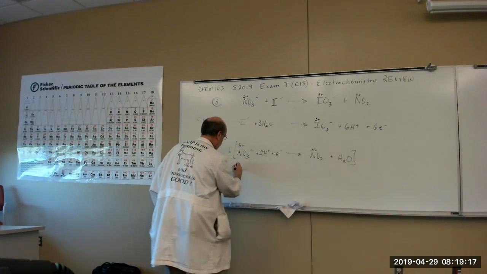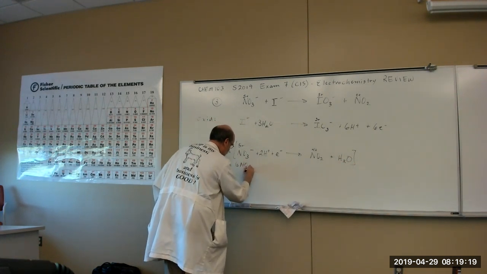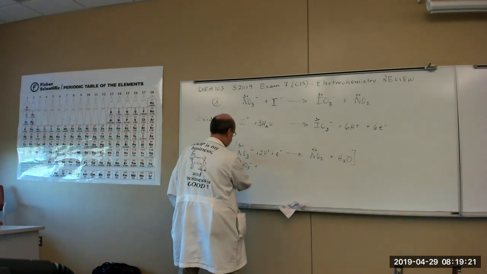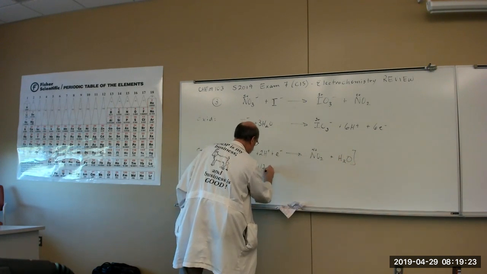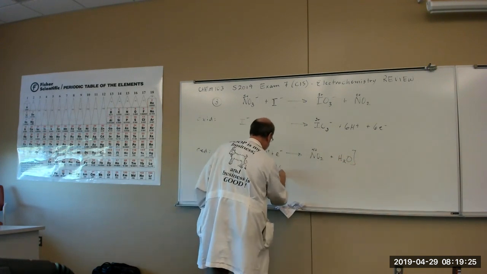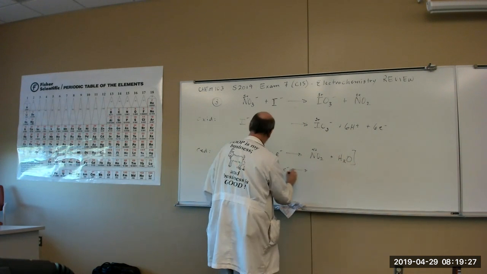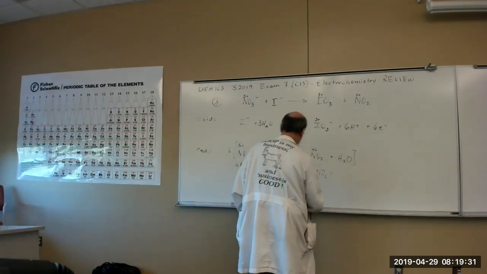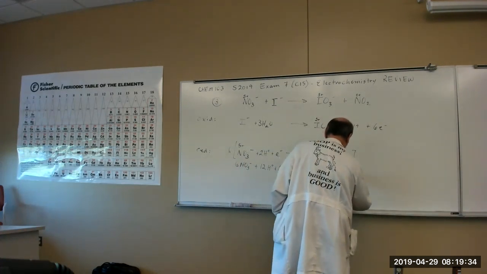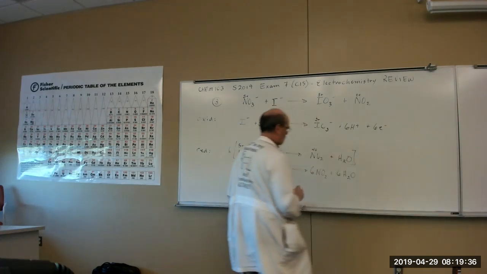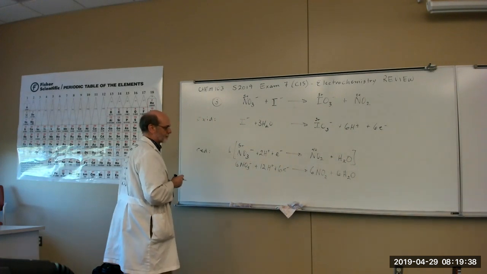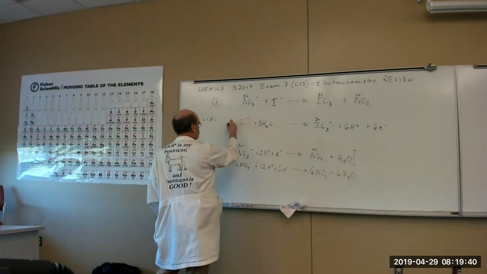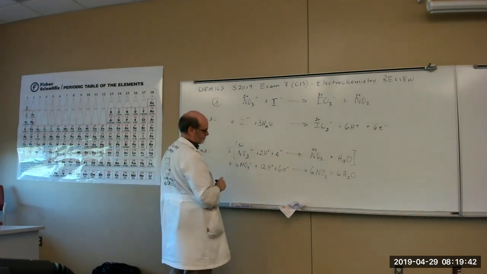Okay, so if we're going to have 6 NO3- plus 6 times 2 is 12 hydrogens plus 6 electrons, and then 6 nitrogen dioxide and 6 water. Okay, so these are the 2 that will be combined.